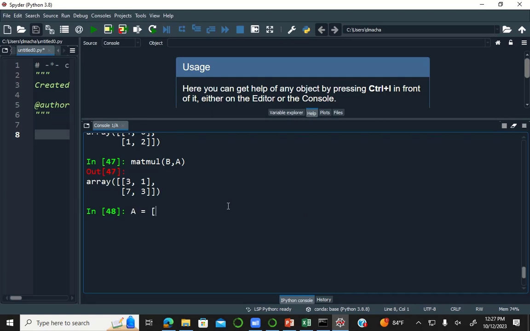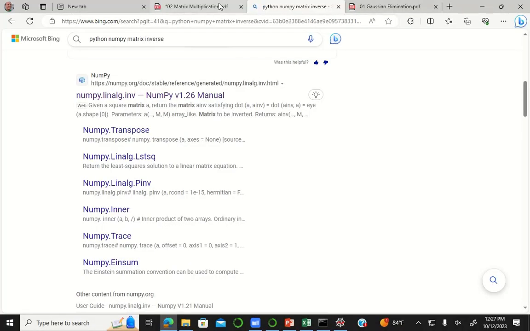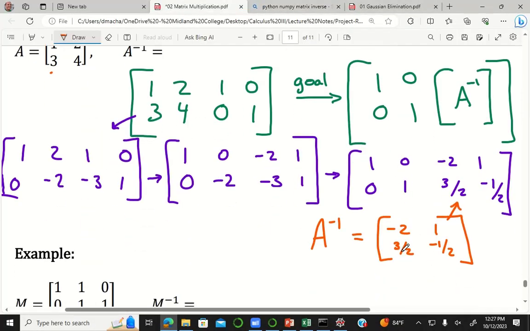So first, I have to tell Python that my matrix A is [[1, 2], [3, 4]]. And then I just have to say linalg.inv of A. And the answer, if we got it right, should be -2, 1, 1.5, and -0.5. Yeah, and so we got it right. That's our inverse matrix.